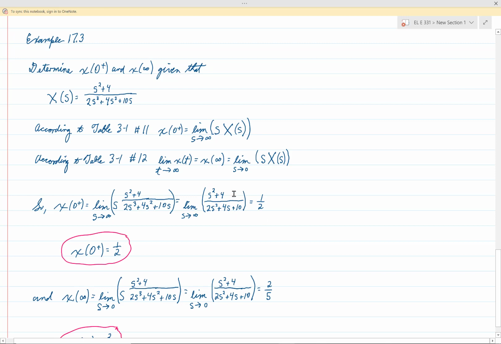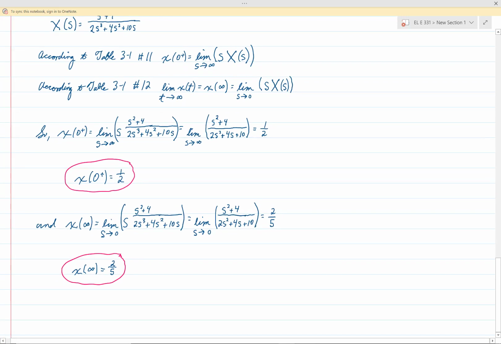And now, if we think about letting s get very large, then obviously in the numerator the dominant term is s squared, and in the denominator the dominant term as s gets bigger and bigger is 2s squared. So as s goes to infinity, this looks more and more like s squared over 2s squared, which is just 1/2. So the limit is 1/2, and little x of 0 plus would be 1/2 in this case.